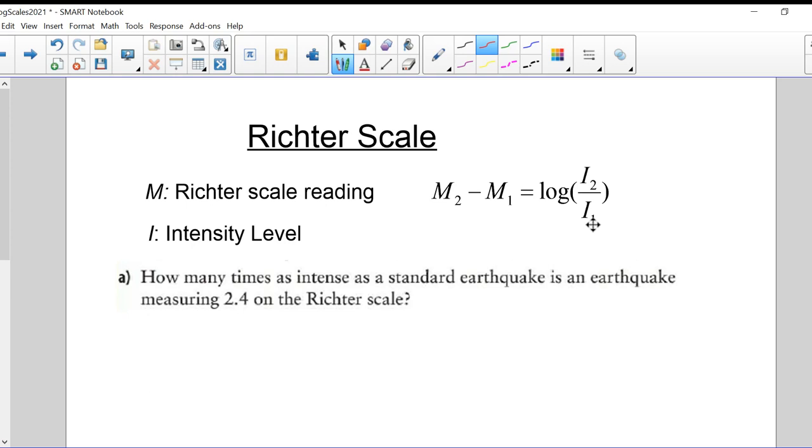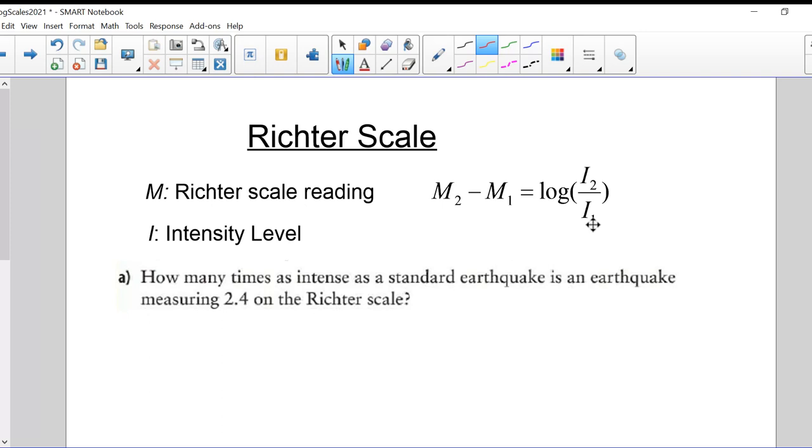First question, how many times as intense as a standard earthquake is a 0? A standard earthquake is what we experience every day that we don't actually even know that we're having. The ground is shifting around under our feet all the time, but it is imperceptible. We don't even know that it's happening. So we consider that to be a 0 on the Richter scale. So how many times as intense as a standard earthquake is an earthquake measuring 2.4 on the Richter scale?